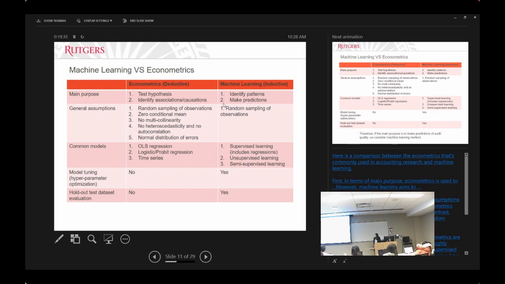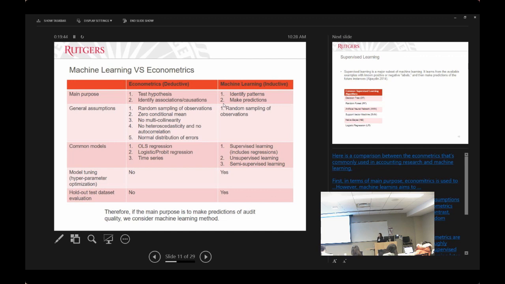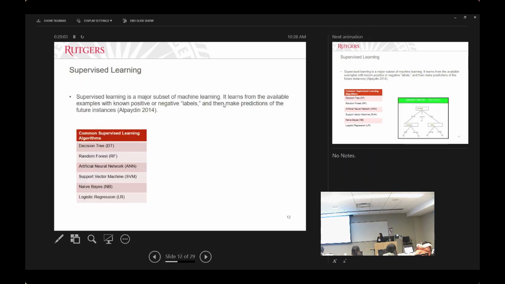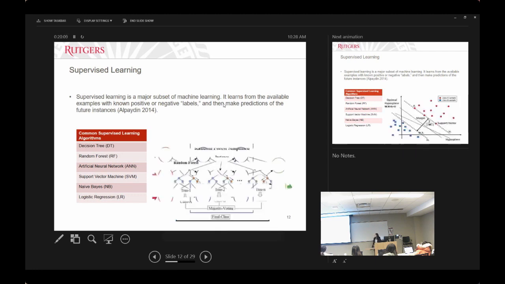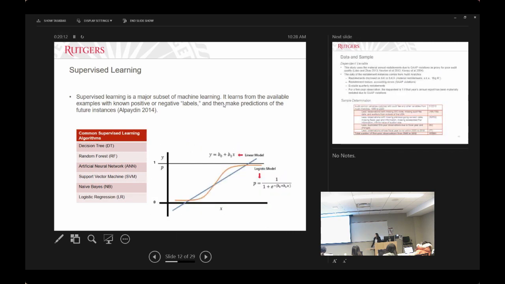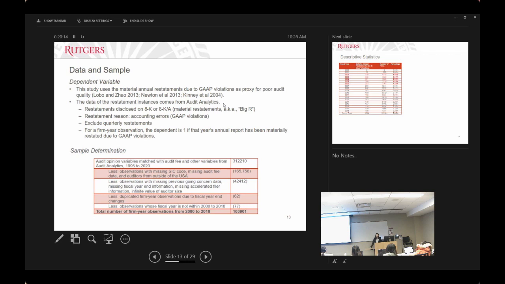So there are other differences, but I will not get to that part because the first three are kind of the main story here. So if the main purpose is that we want to make predictions rather than testing hypotheses or validating theories, we can use machine learning methods rather than using econometrics. So that's why we choose machine learning in this research setting. And we basically compared 6 machine learning algorithms, and I will not go into the details, but these are more like the technical part.